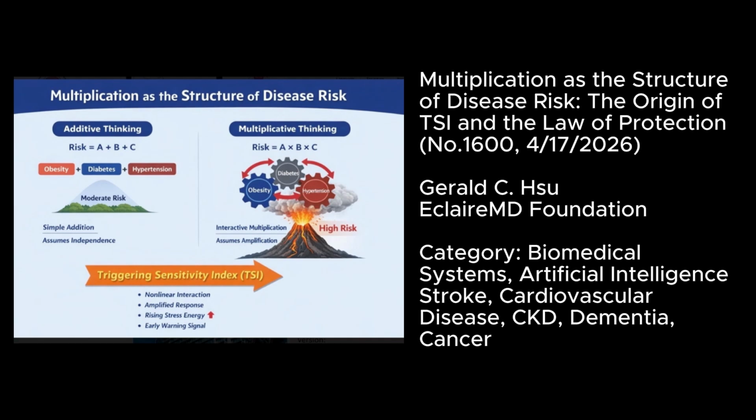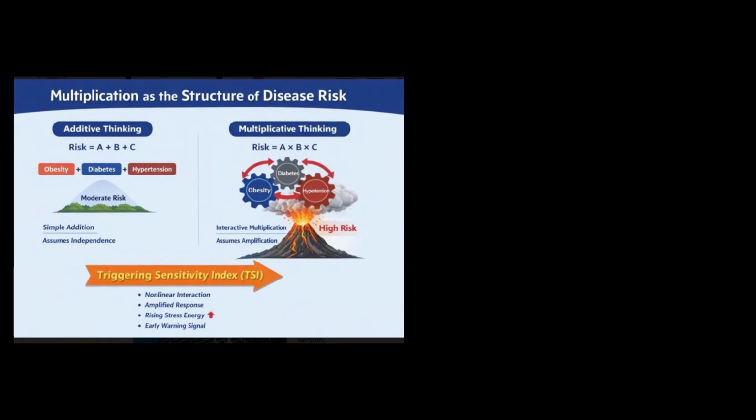Multiplication as the structure of disease risk. The origin of TSI and the law of protection. Number 1600, April 17, 2026. Gerald C. Eclaire, MD Foundation. Category: Biomedical Systems. Artificial Intelligence. Stroke, Cardiovascular Disease, CKD, Dementia, Cancer.